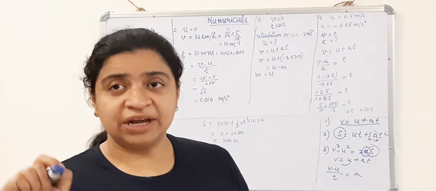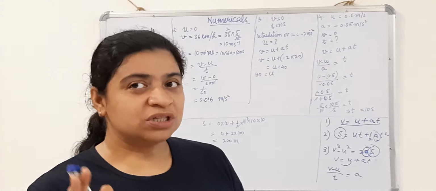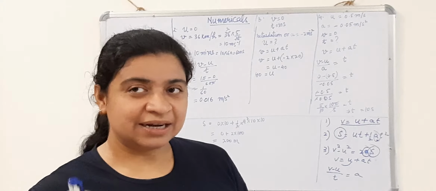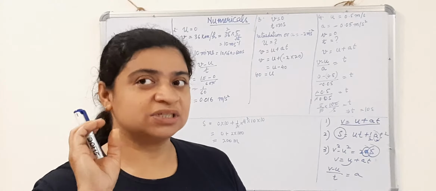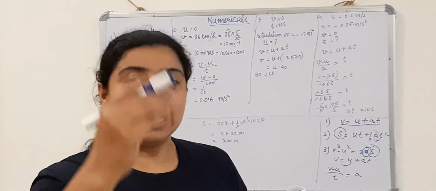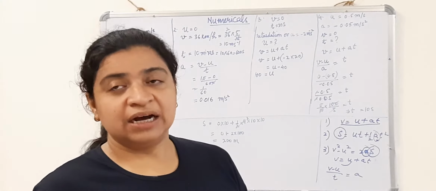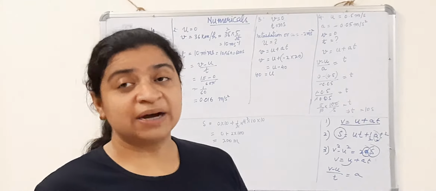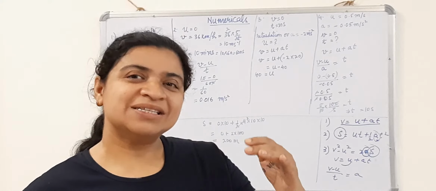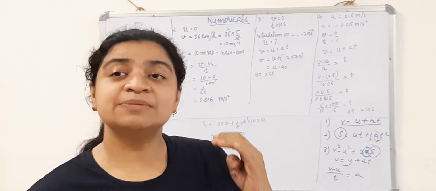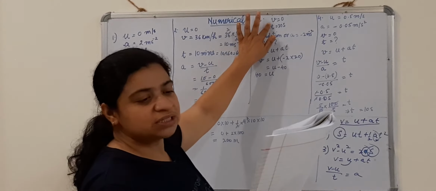A moving train is brought to rest. The train was moving and it is brought to rest. That means initially there was some velocity when the train was moving, and finally it is brought to rest. How will I bring it to rest? By applying the brakes, definitely. When I bring it to rest, that means its final velocity has become 0. So what I have got here is v is equal to 0.